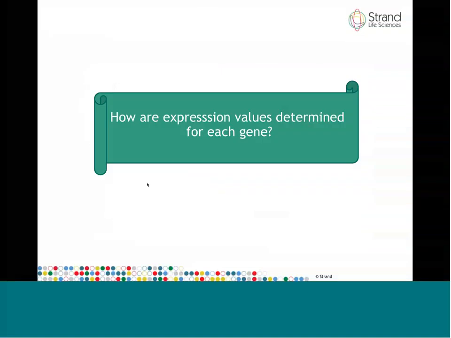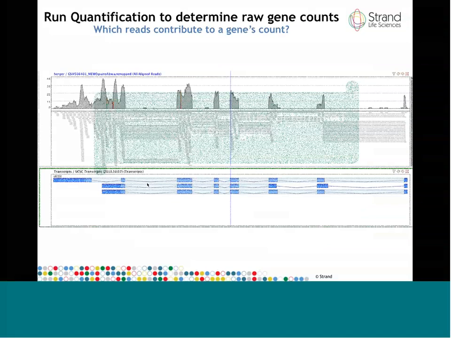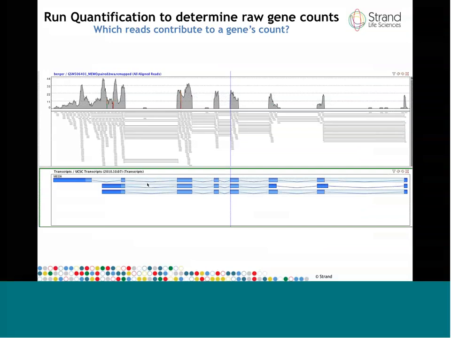And let's get to the next question then. How are expression values determined for each gene? In a nutshell, expression values are determined simply by counting the number of reads that align to that particular gene. If you have 100 reads that align to a particular gene, then you say the count for that gene is 100. There are some intricacies there.